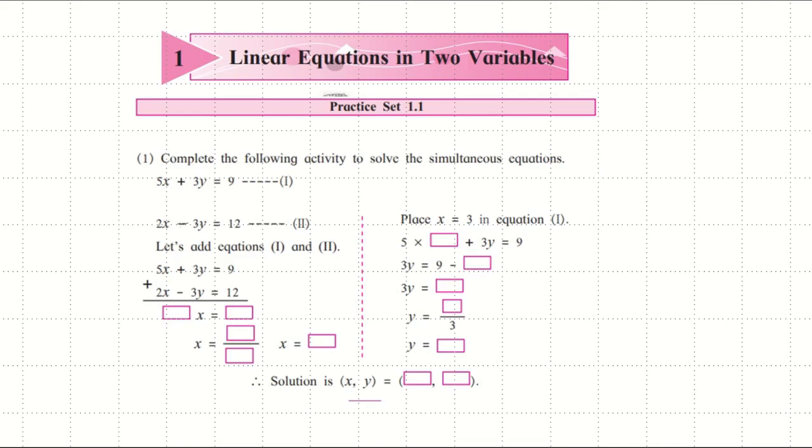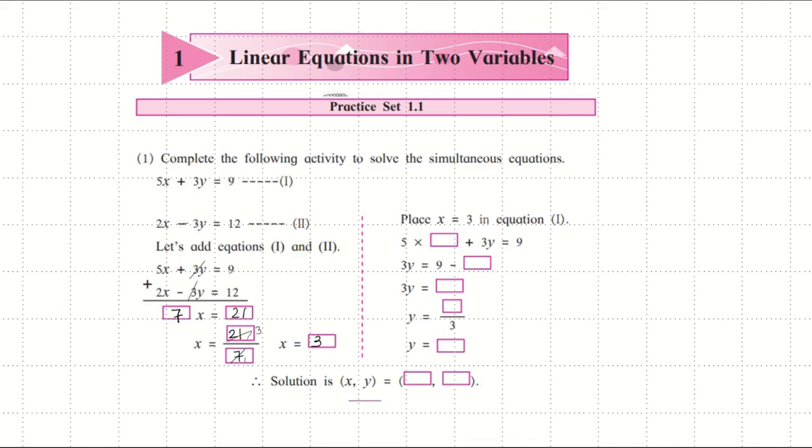So first we will add the equations, where 5x + 3y = 9 and 2x - 3y = 12. By adding, 5x plus 2x is 7x, 3y and -3y will get cancelled, and 9 plus 12 will be 21. So 7x = 21. When the 7 comes to the right hand side, it will come in the denominator. 7 ones are 7 and 7 threes are 21. So the value of x is 3.